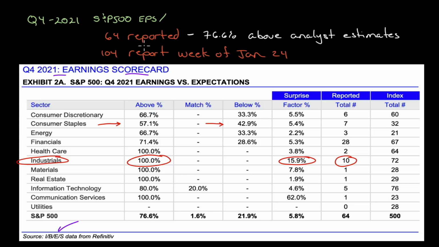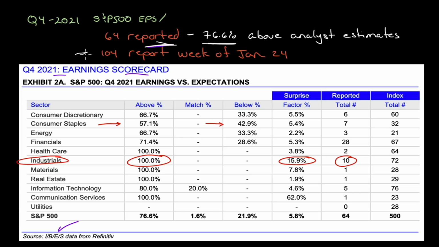64 companies have reported to date, with 76.6% of them above analyst estimates. Okay, well then, I could see if 12% were above analyst estimates and there were a bunch of misses, I would say, well, that's a problem. But 76.6% above analyst estimates, that's in line with long-term averages of how many companies beat estimates.